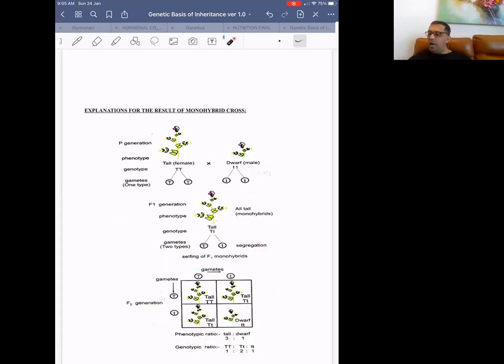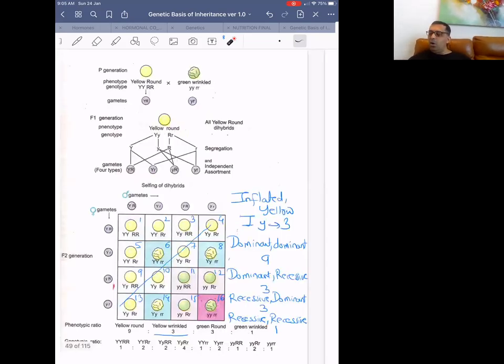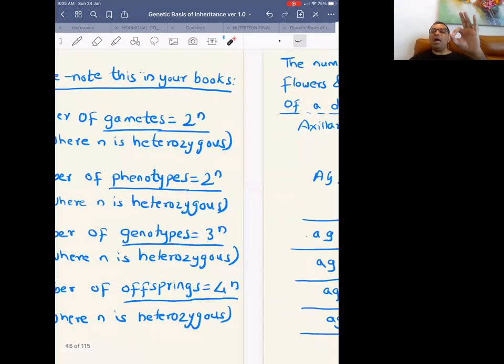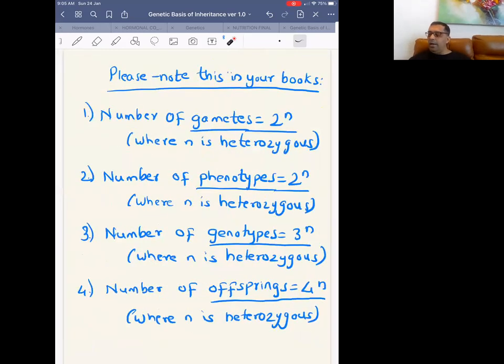So this gives us a brilliant logic. And remember all this for numericals: the number of gametes is 2 raised to n, where n is heterozygous.